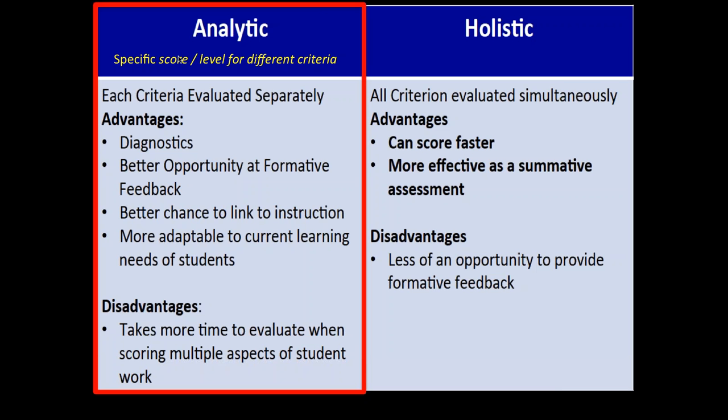And we can better link that to the instruction. If it's just 4, 3, 2, 1, you either get it or you don't, and there's a chance that we could miss some instructional pieces and make those differentiated needs at times, and be more adaptable to students' learning needs. So we can focus on the criteria that they've met and where we need to go next, and help guide their own learning. It does take a little bit more time to score when there's multiple aspects within each category.